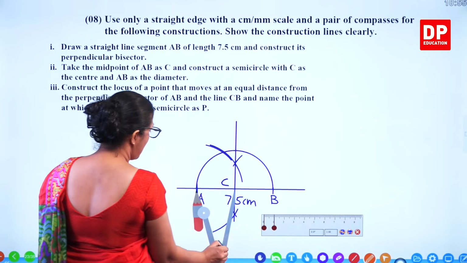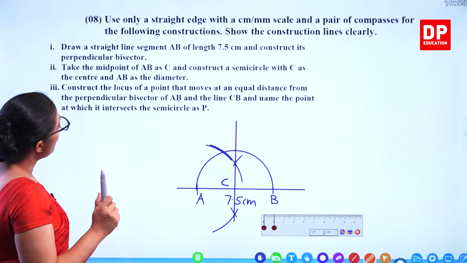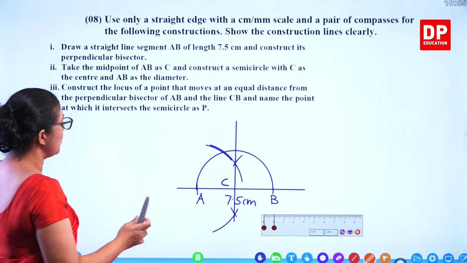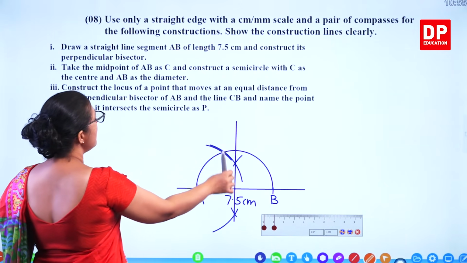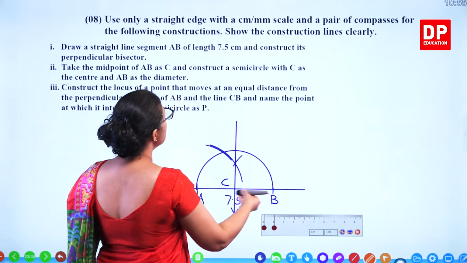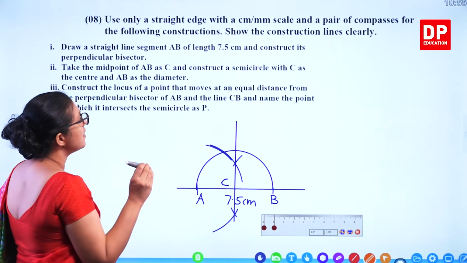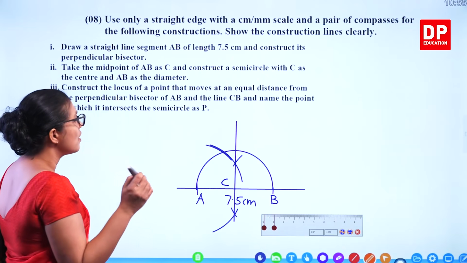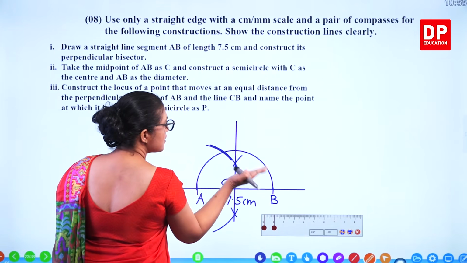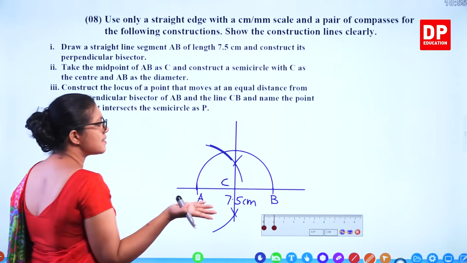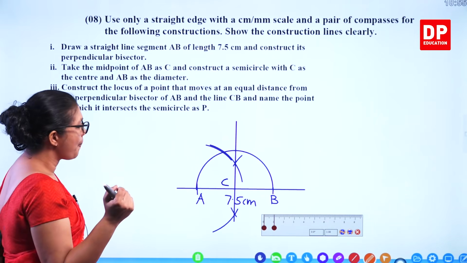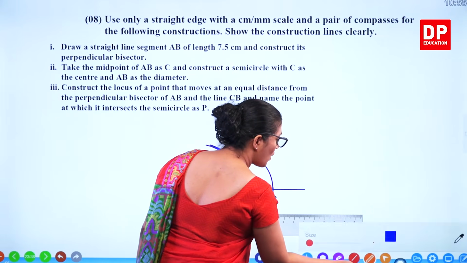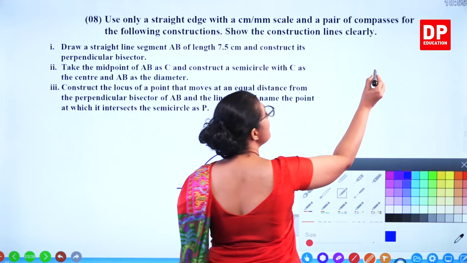Then they are asking, construct the locus of a point that moves at an equal distance from the perpendicular bisector of AB and the line CB and name the point at which it intersects the semicircle as P. So what's the locus point of two distance? Angle bisector. So you need to know the four loci points. What are the four things that you need to remember?